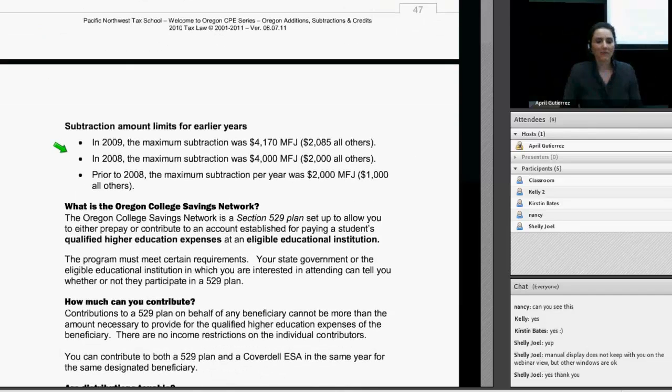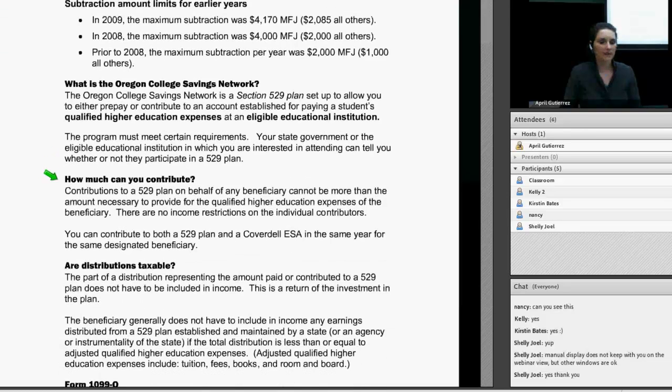Subtraction amount limits for earlier years. In 2009, the maximum subtraction was $4,170, half that for all others. In 2008, it was $4,000 and half that for all others. And prior to 2008, it was $2,000 and half that for all others.